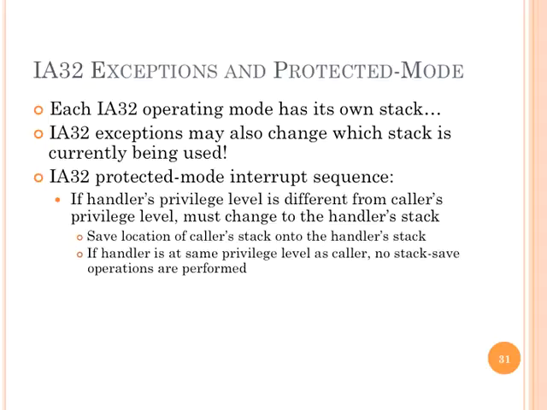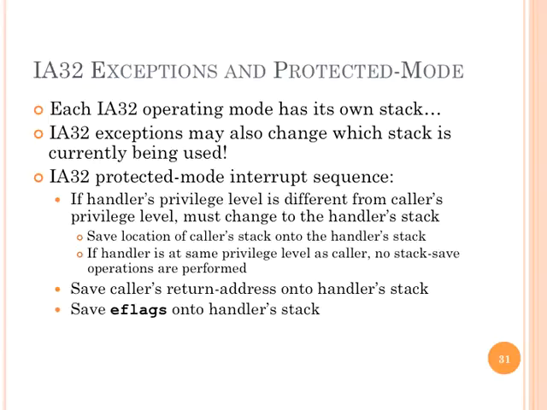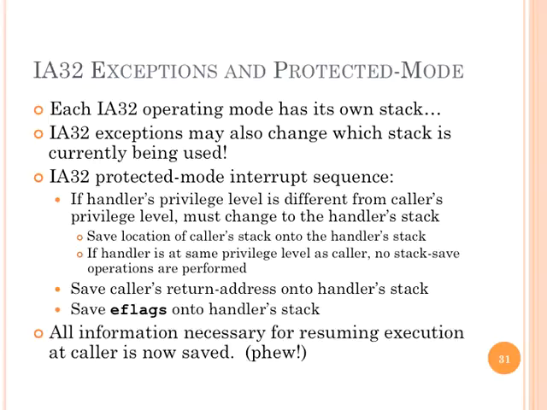So the interrupt sequence is like this. If I'm changing privilege levels, change the stack as well. There are various bookkeeping details. I save the caller's return address onto the handler stack, because the handler is what has to go back. I save EFLAGS, and then I can go ahead and disable interrupts when I go into the handler. These are the details of what happens during the interrupt dispatch.